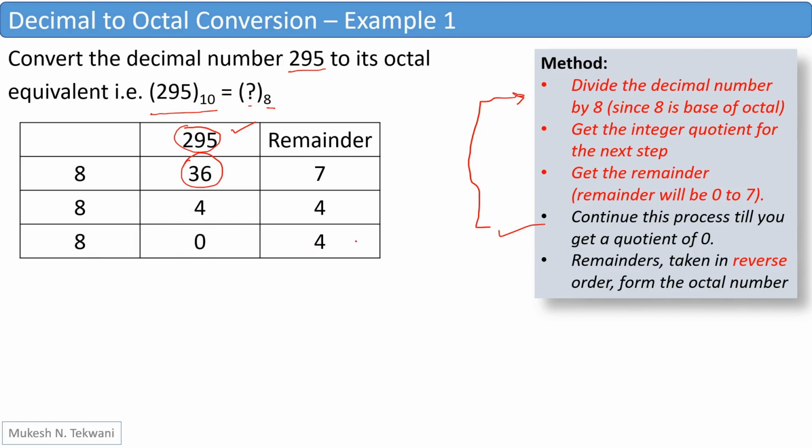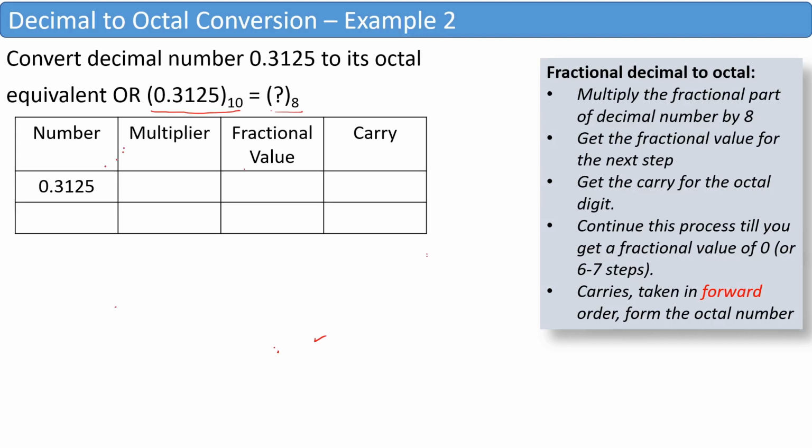So we will take all these remainders in the reverse order, and we will get that the number 295 of decimal can be expressed as the number 447 of octal. One must be careful here not to read it as four hundred forty-seven, because this is not really a number in decimal, it's in the octal number system, and this becomes your final answer.